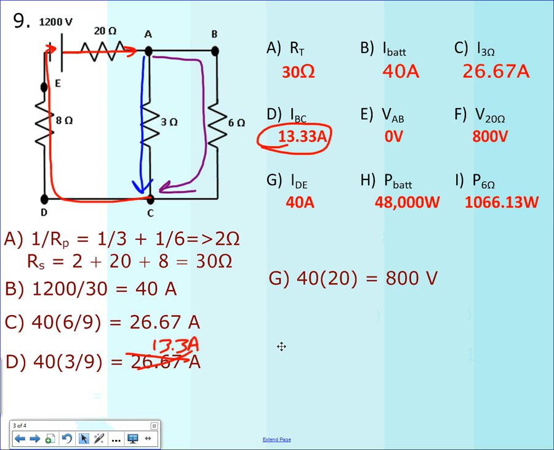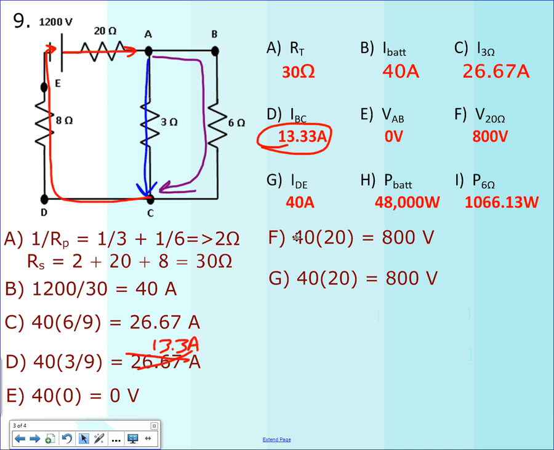Part E, what is the voltage drop from A to B? Well, that's easy. If you're focused on A to B, there's no resistance. So if there's no resistance, there's no loss of voltage, therefore it's 0. Moving on to F, the voltage loss through the 20 ohm resistor. This is in series with the battery, so all 40 amps goes through that 20 ohm resistor because it's in series with the battery. So voltage is I times R, so it's 40 times the 20, giving you that voltage drop of 800.